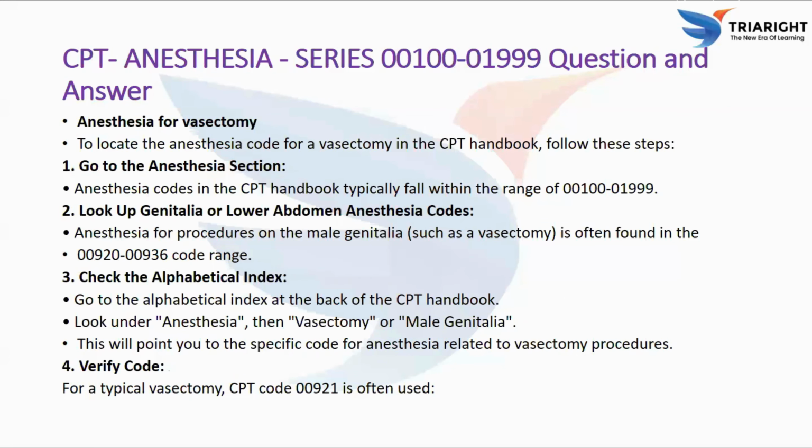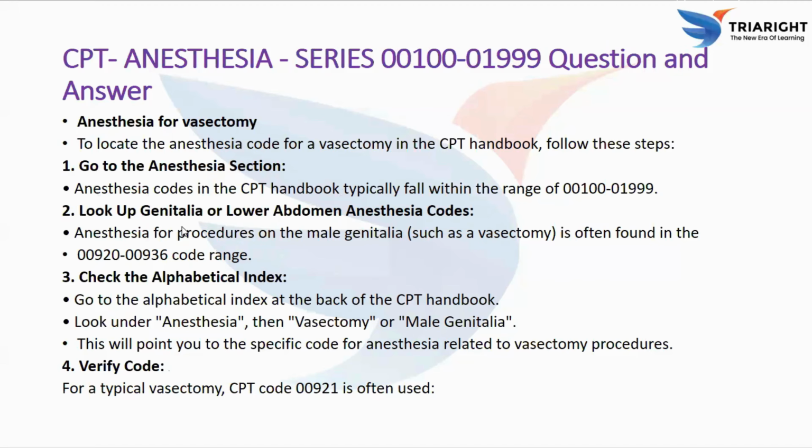So first step is to go to the anesthesia section. In the CPT book, anesthesia codes are at the very beginning. The code range is from 00100 to 01999. So if the service is anesthesia, always start in this section.